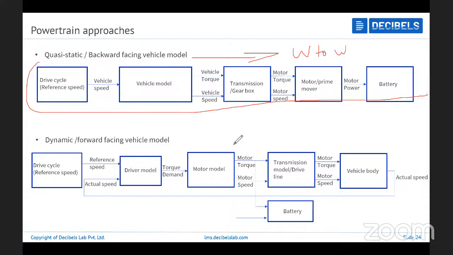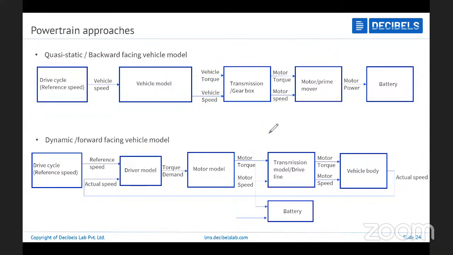We'll be supplying the known parameters, let's say torque side or power side values, on the motor side. With the help of some driver model, we'll try to compare the actual speed produced from the vehicle body with the reference speed, to see whether the actual speed is able to satisfy the reference speed with the given parameters. This is somewhat complex for beginners. So these are some approaches. For our calculation, we'll follow this approach. It is pretty straightforward, and that too on a minimal level.